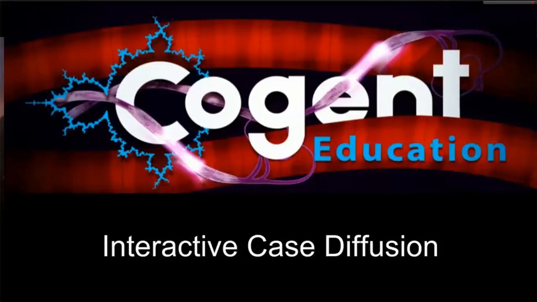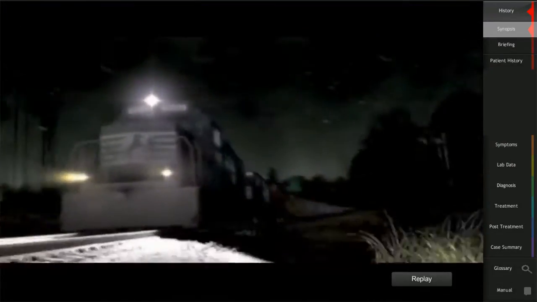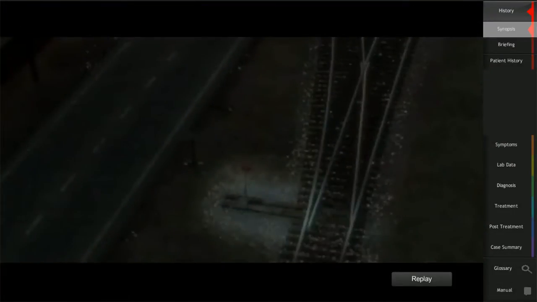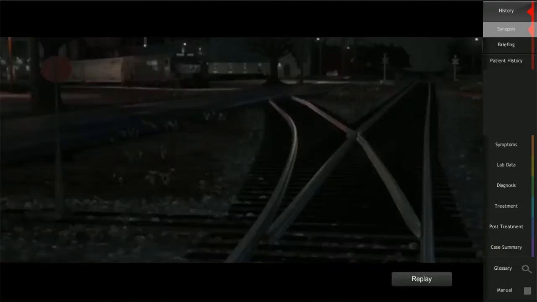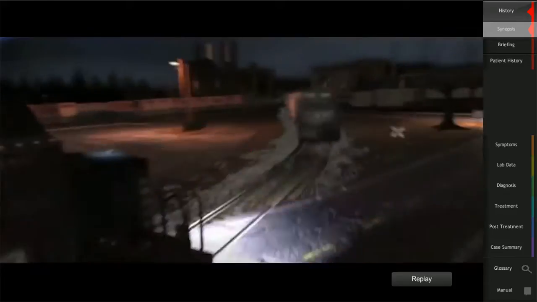Welcome to Cogent Education's interactive case on diffusion. This case is appropriate for middle school through college level students. Completion of this case takes 35 to 45 minutes, and teachers are able to track student progress in real time by using our formative assessment tool called Sable.